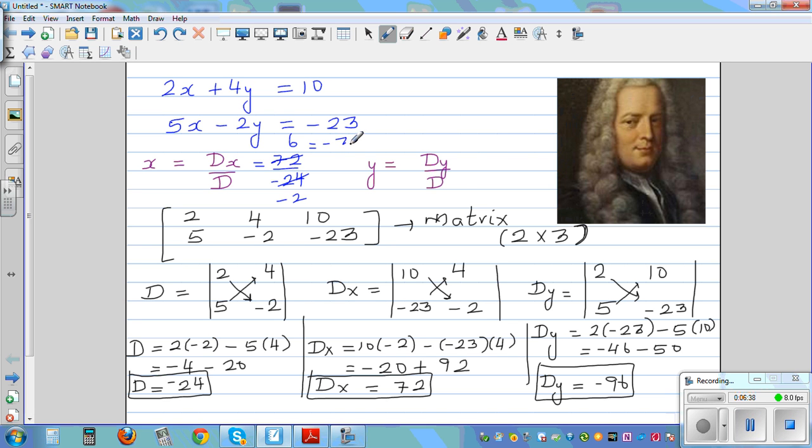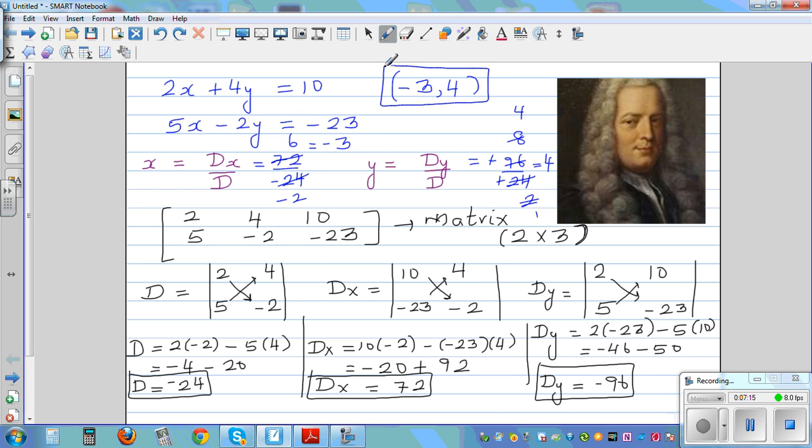We'll confirm this answer. And this would be dy, that is minus 96 over minus 24. So this minus and minus becomes plus. 12 goes in 96 8 times. 2 goes in 8, 2 goes in 4. So your y is 4. So you can write the solution like this. Your solution is negative 3 comma 4. So this is your solution.